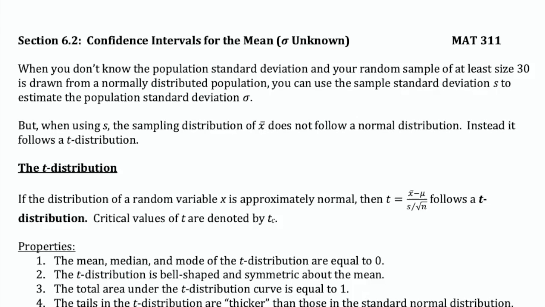So if the distribution of a random variable x is approximately normal, then t, which is defined to be the sample mean minus the population mean divided by the sample standard deviation divided by the square root of the sample size, will follow a t-distribution. And just like with z-scores, where we labeled the critical z-scores z sub c, critical values of t are denoted by t sub c.